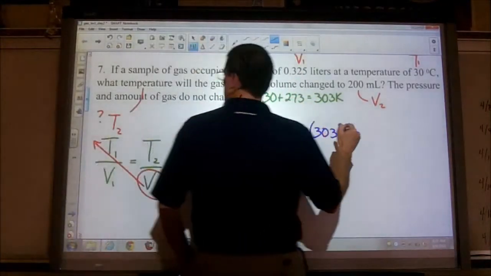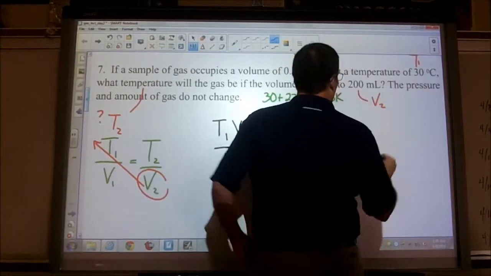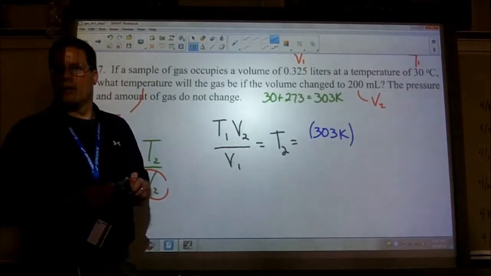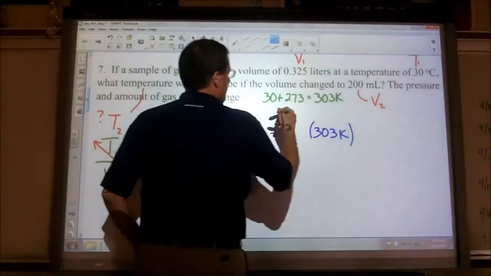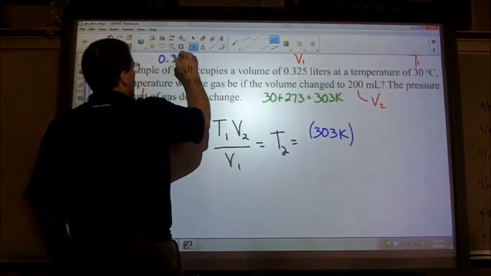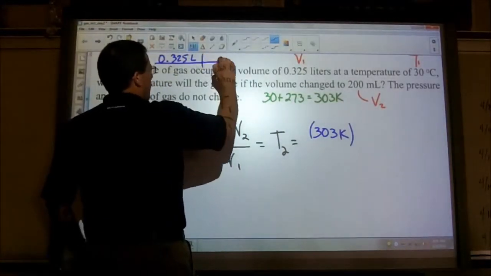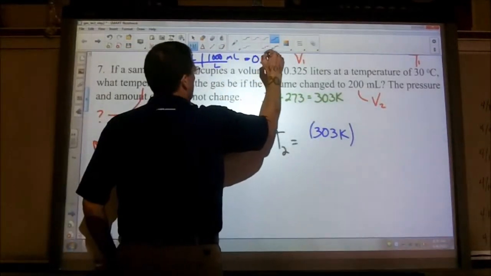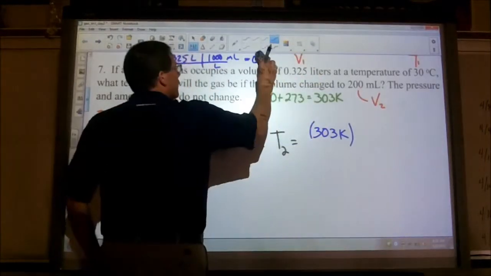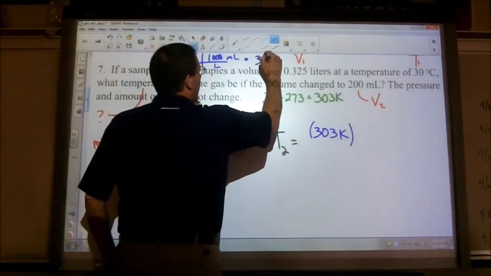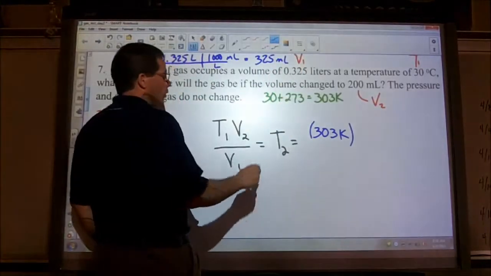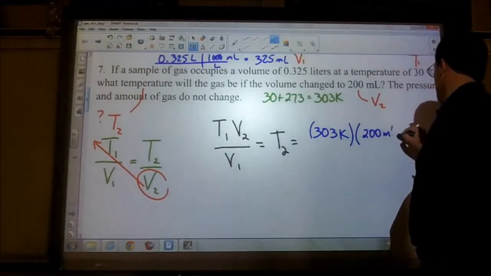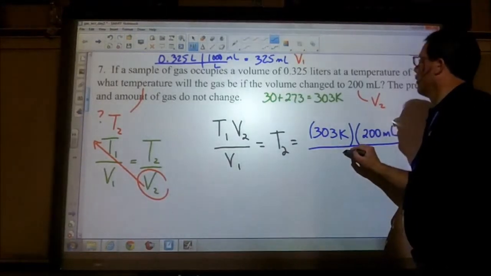My second volume is 200 milliliters. Okay. We have milliliters and liters. What do you want to change, the liters or milliliters? Liters? Okay. So how many milliliters in a liter? 1,000. Good. So it's 0.325. Let's go the other way. So we have 325 milliliters. So we'll put our V2 is 200 over 325.